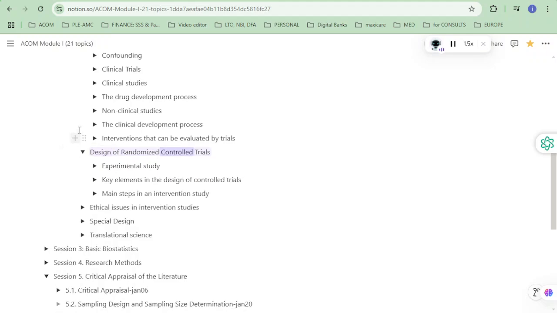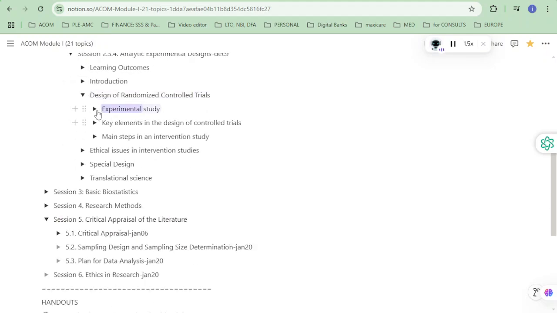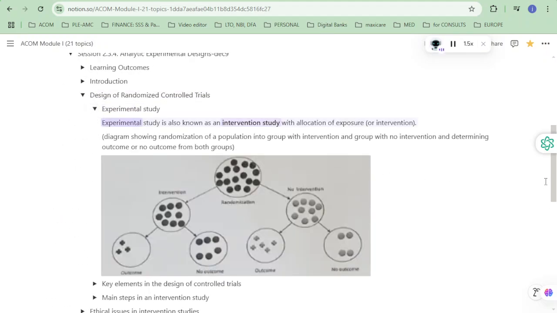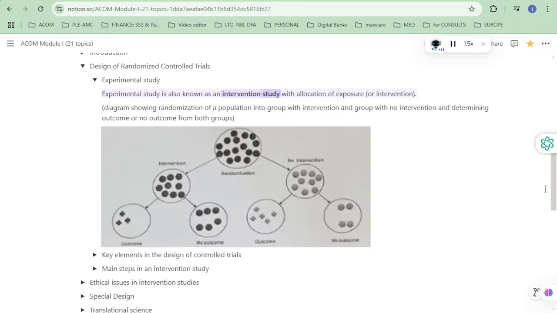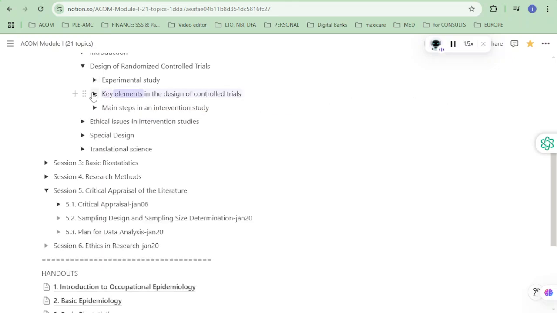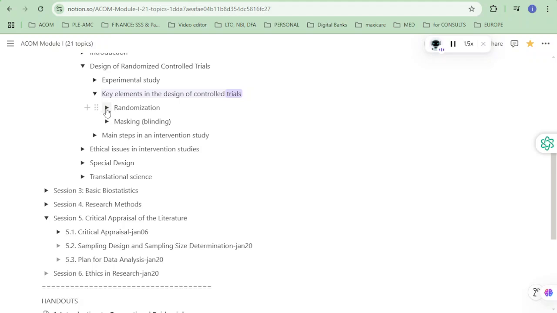Design of randomized controlled trials. An experimental study is also known as an intervention study, with allocation of exposure, or intervention. Diagram showing randomization of a population into a group with intervention and a group with no intervention, and determining outcome or no outcome from both groups. Key elements in the design of controlled trials.